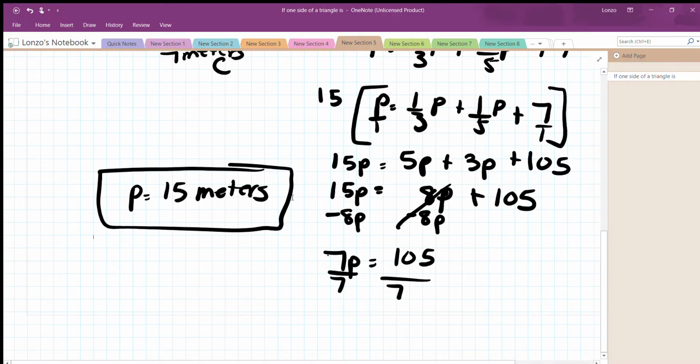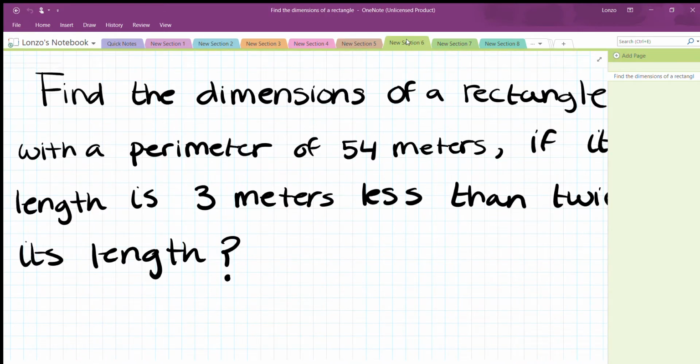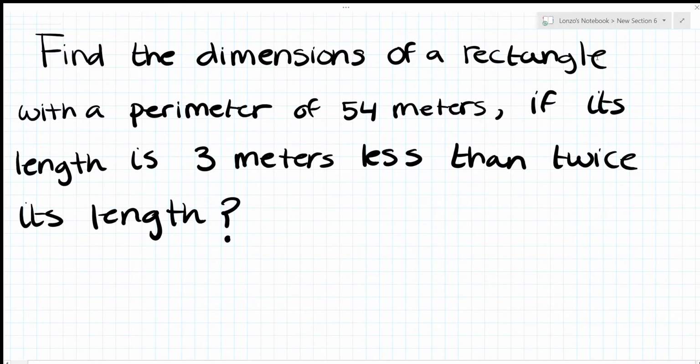So that was that one. More rectangles. I saw this problem a lot when I was tutoring, so this is a very common perimeter problem. It says find the dimension of a rectangle with a perimeter of 54 meters if its length is 3 meters less than twice its width.